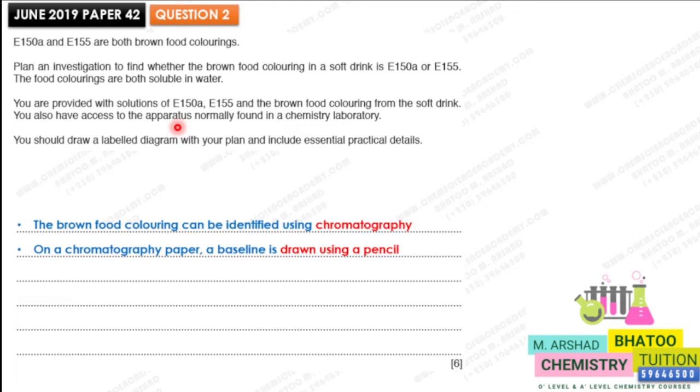It is important to use a pencil because if we use ink, a pen, the ink will be separated during the chromatography, spoiling the experiment. Okay. So we draw a baseline, a starting line.